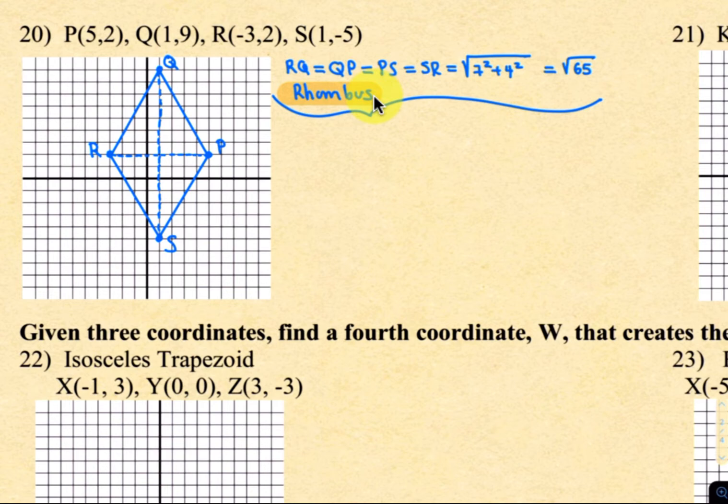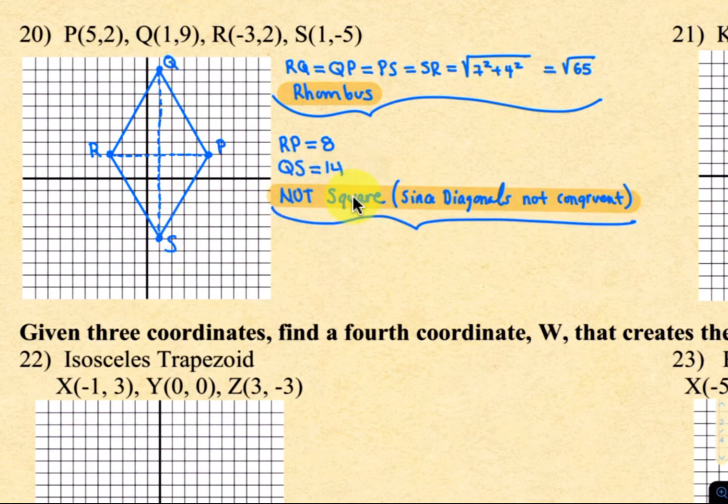But now this rhombus could be a square, so we would have to show that it's not a square. To show that it's not a square, we look at the two diagonals. The length of the diagonal RP is 8, and the length of the diagonal QS is 14. That means it's not going to be a square, because in a square, the diagonals are congruent. Since the diagonals are not congruent, then we know it is not a square.